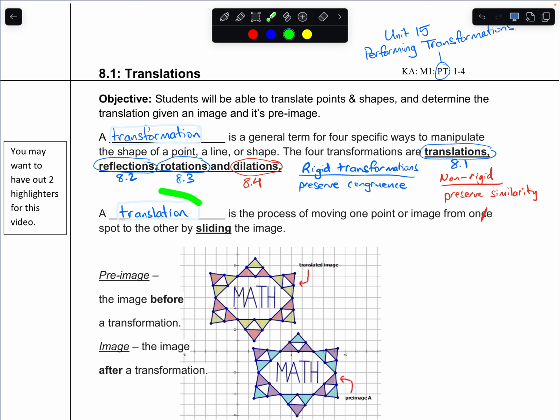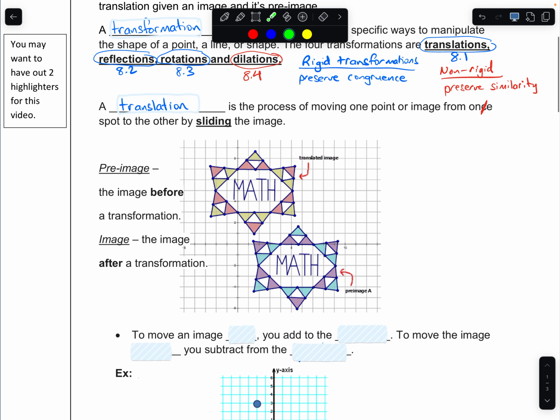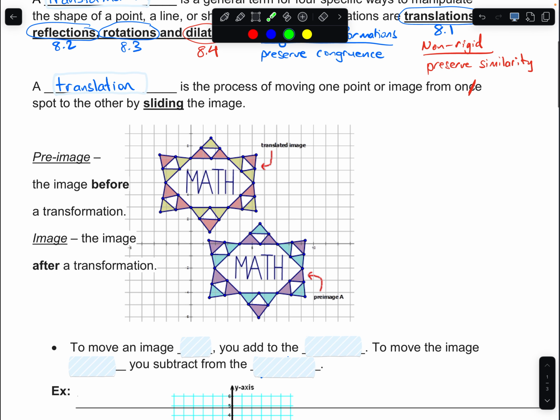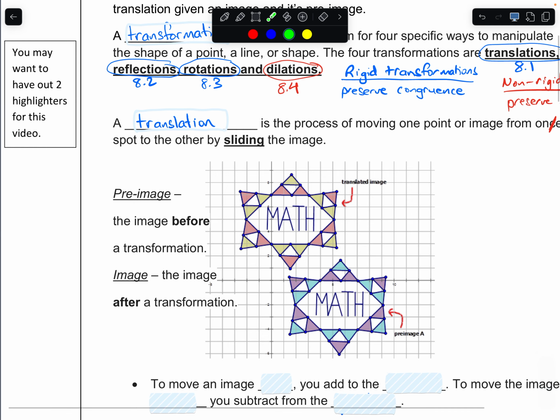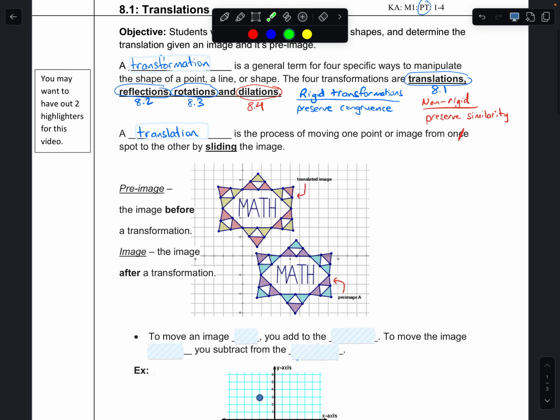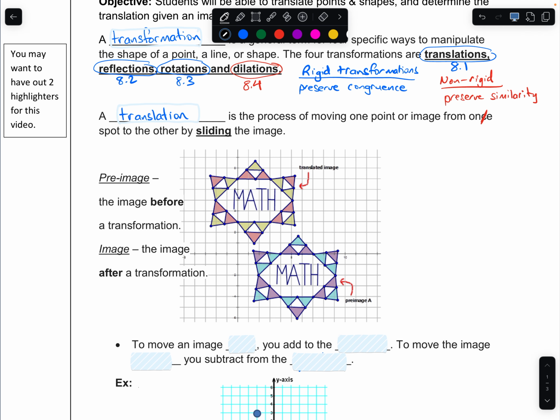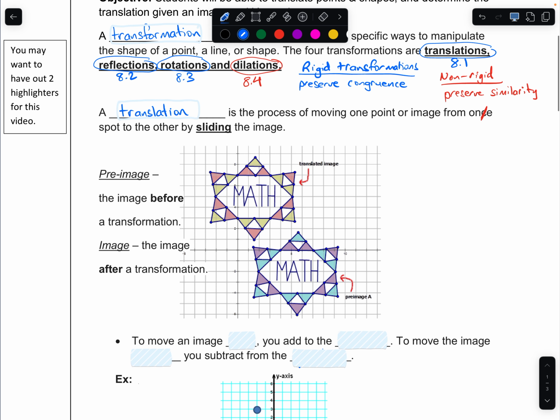So a translation is the process of moving one point or image from one spot to another by sliding the image. So, got a little bit more vocabulary for you. This note here, if you want to use highlighters, that's great. It's a good way to color code your notes. I'm just going to use different color pens. I'm going to use blue for the pre-image. This is our before, so what we're starting with.